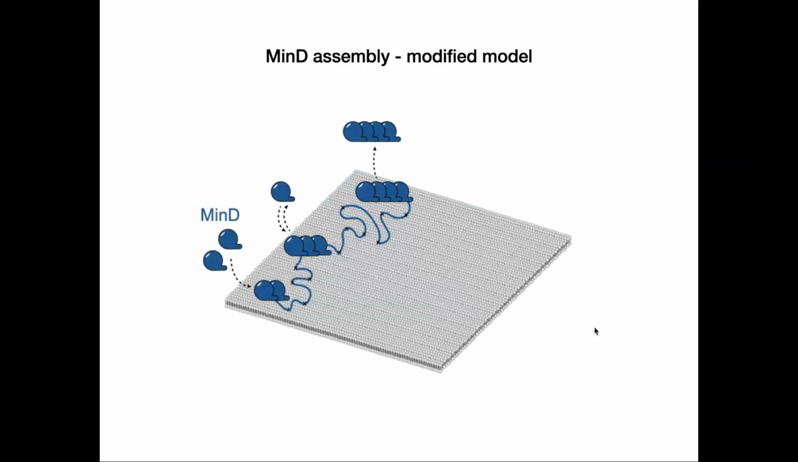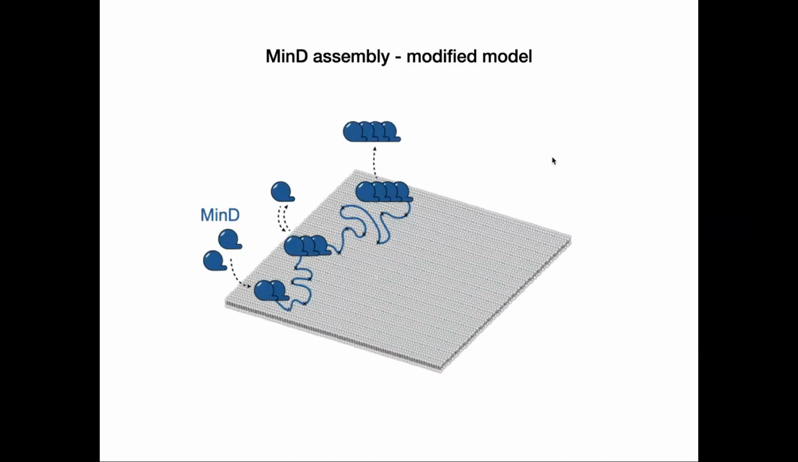So basically, we need to modify the canonical model of MinD assembly on the membrane. And what we've learned is that, yes, MinD assembles from monomers as dimers onto the membrane, but then it can also recruit MinD subunits from the solution and grow larger, even up to the size of a tetramer.